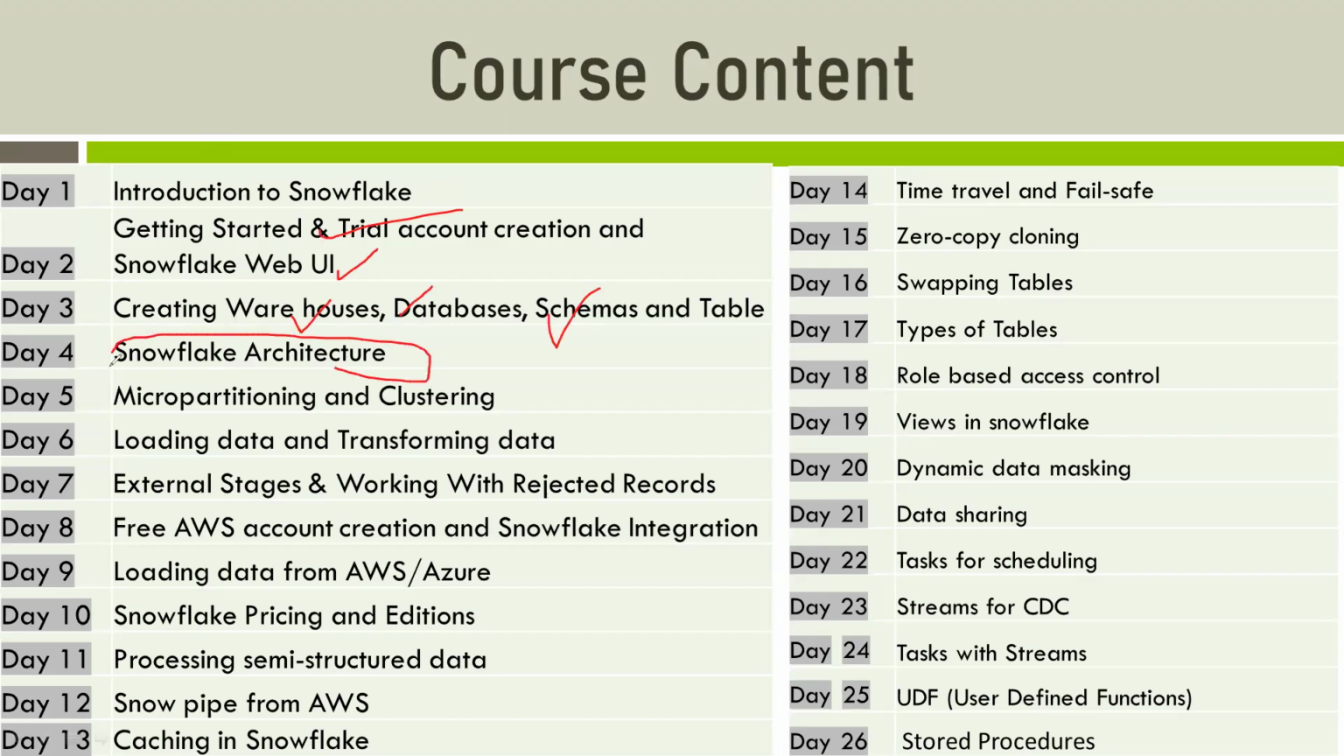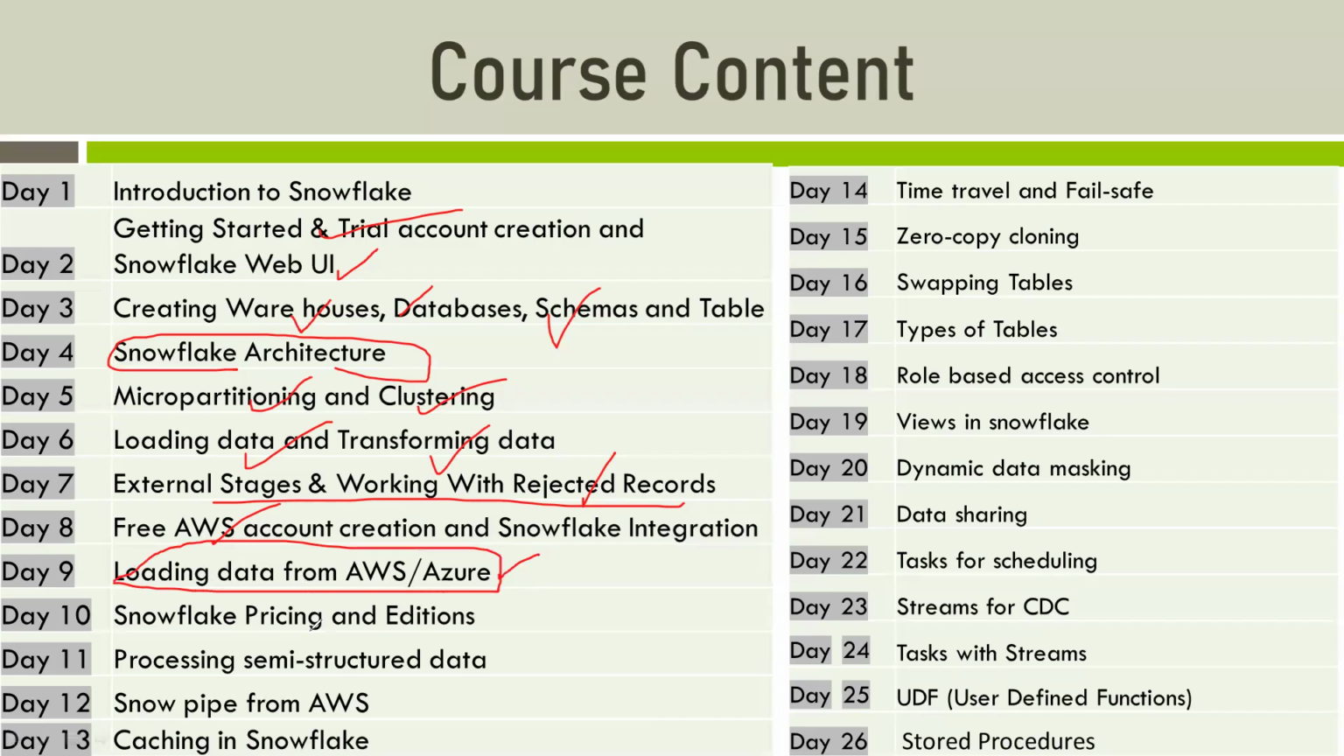What is the Snowflake architecture? What is micropartition and clustering? Loading the data and transforming the data. What are stages and how to work with error records? How to create an AWS account and how to take the data from AWS or Azure. See here, loading the data from AWS and Azure. So the data ingestion is going to happen from AWS and Azure.